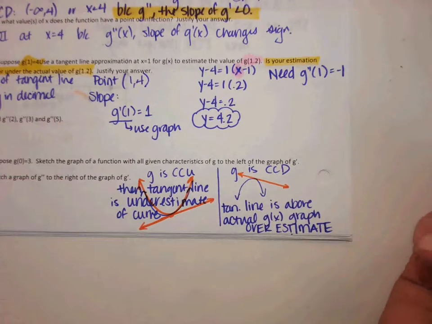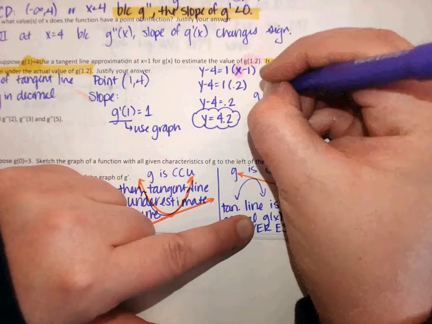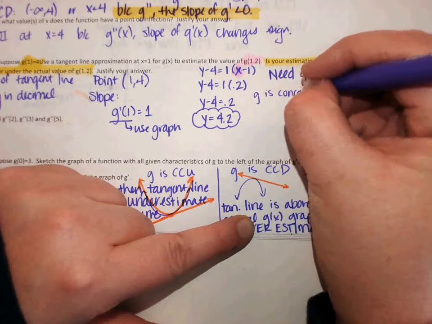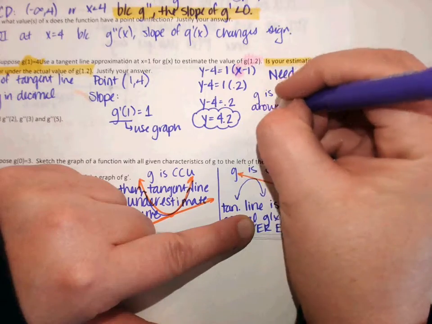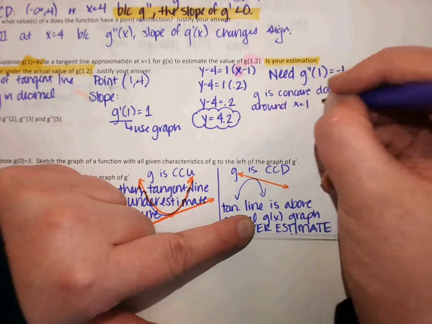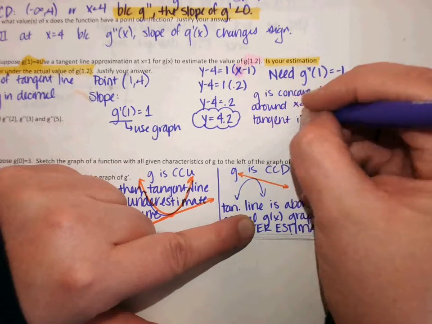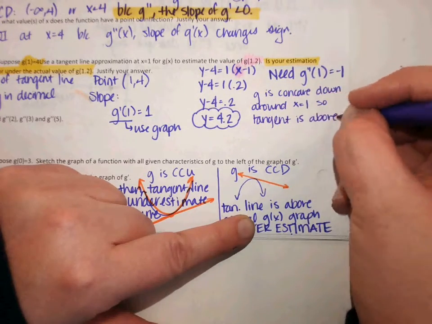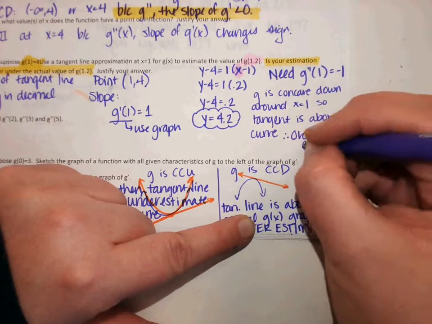So now, if it says explain, this is what you would say. G is concave down around x equals 1. So, tangent line is above the curve. Therefore, overestimate.